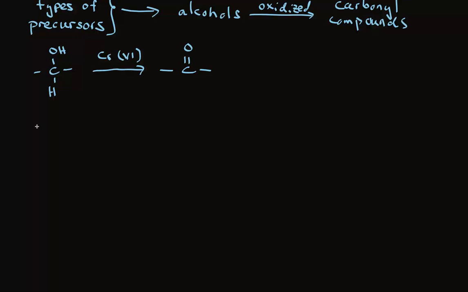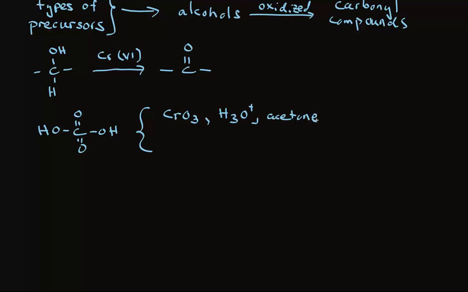There are two reagents that we need to talk about. One of them is chromic acid. This oxidizing agent can be made using chromium trioxide together with aqueous acid and acetone. Acetone is a solvent, uninvolved in the reaction, but solvent in this case is important.